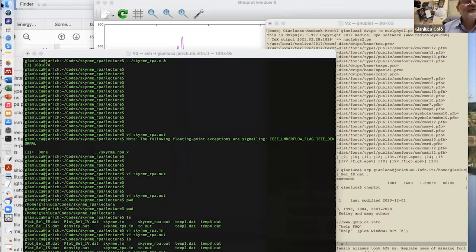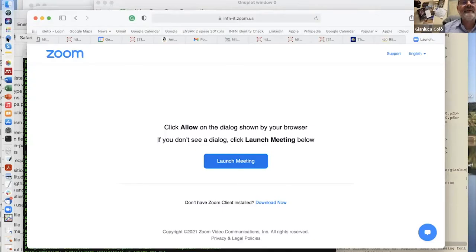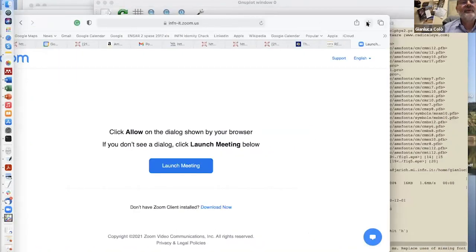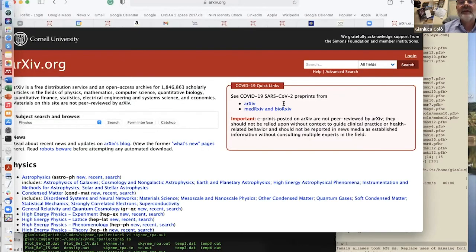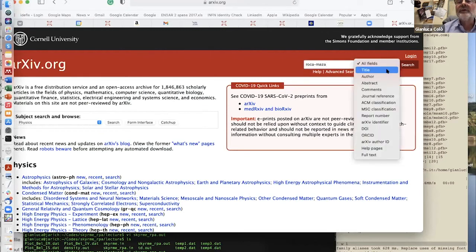So let me do it in the following way, Giuseppe. Let me share the screen again. I would recommend doing as follows. Imagine you want to look at the version with pairing. Then what you do is go on arXiv. You look, for instance, for me or for my colleague Rocamazza among the authors.